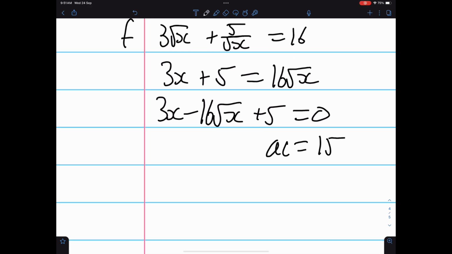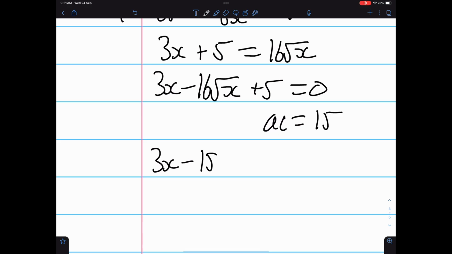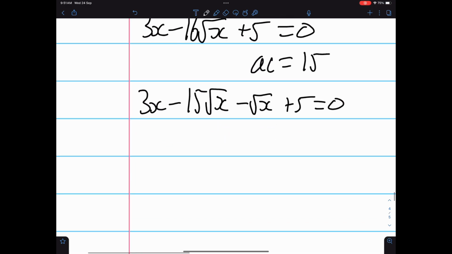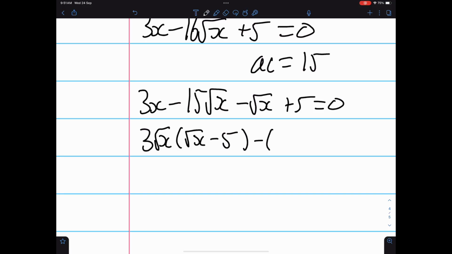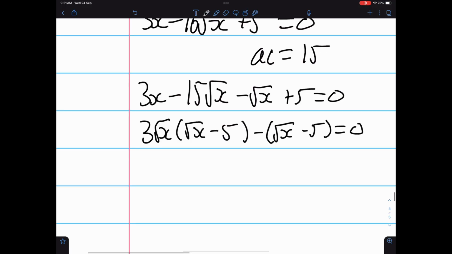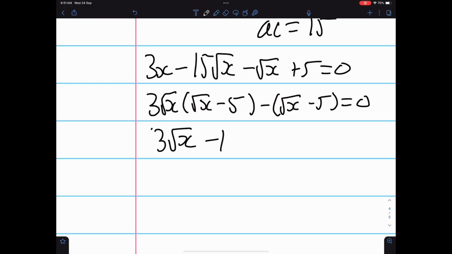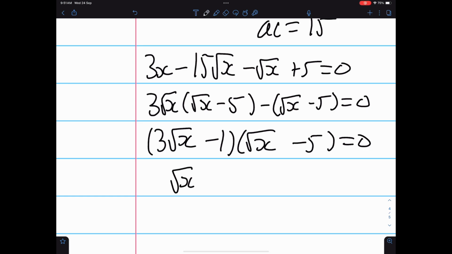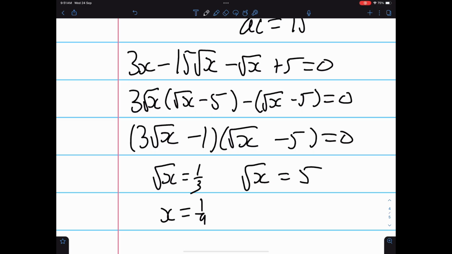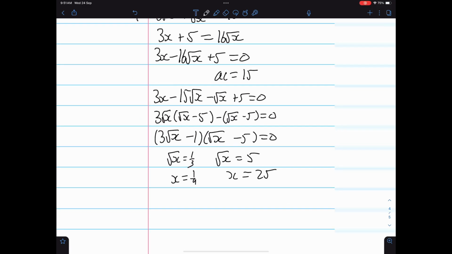AC equals 15. 3x minus 15 root x minus root x plus 5 equals 0. 3 root x minus 5 minus root x minus 5 equals 0. 3 root x minus 1 bracket root x minus 5 equals 0. Root x equals 1/3, x will be 1/9, or it can equal 5, meaning x will be 25.